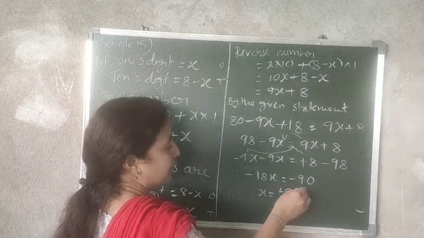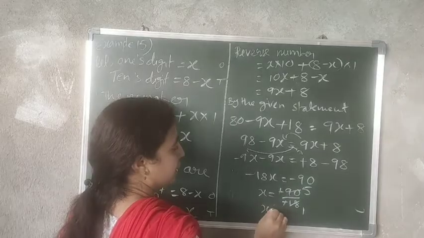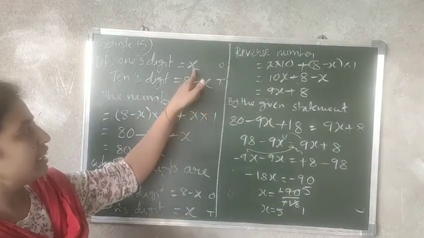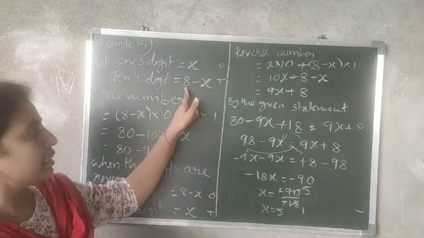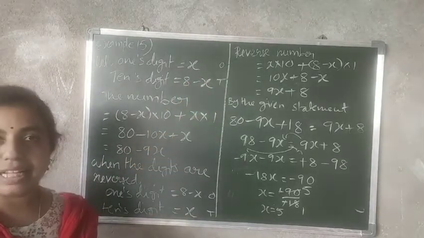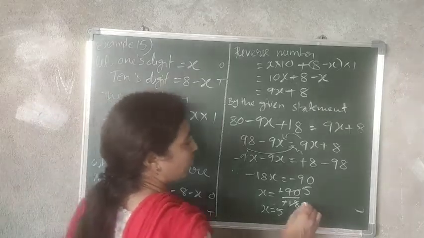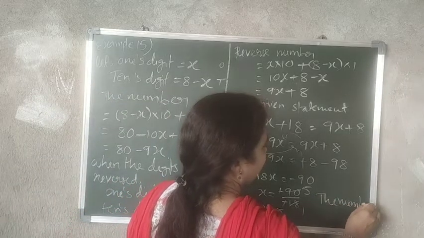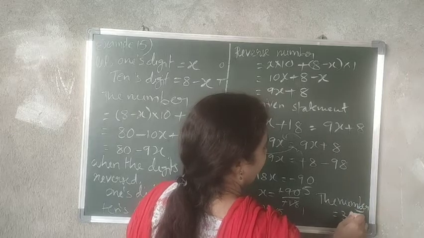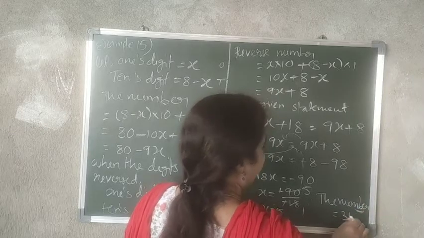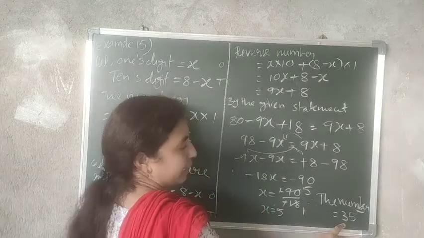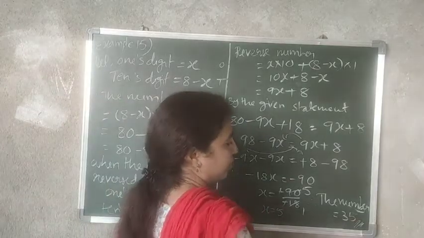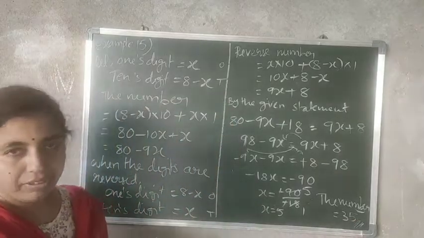Minus 18 fives are minus 90, so x is equal to 5. X is 5, which means the one's digit is 5. Then what is the ten's digit? 8 minus 5 is nothing but 3. Therefore, the number is 35, with 5 in the one's place and 3 in the ten's place. So, the number is 35. This is example 15.